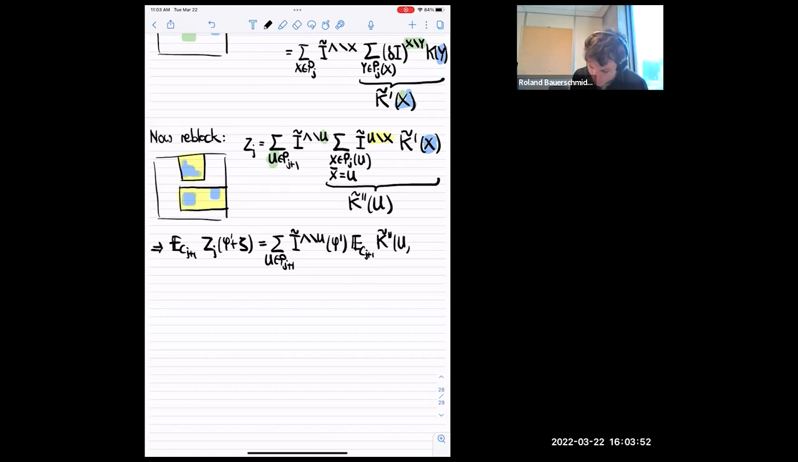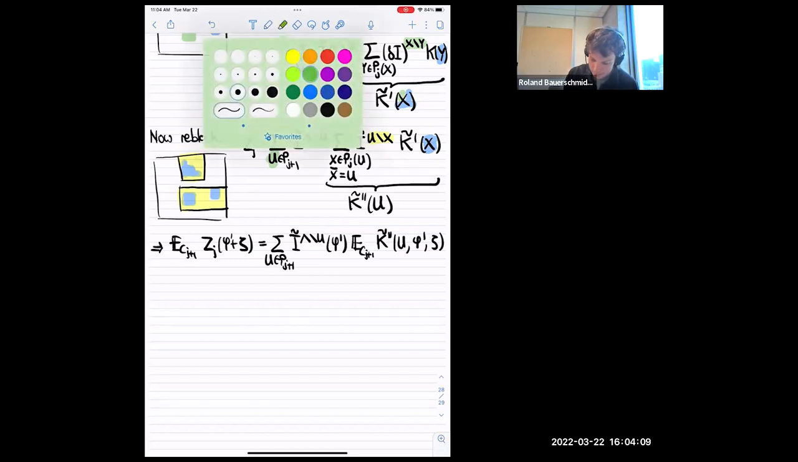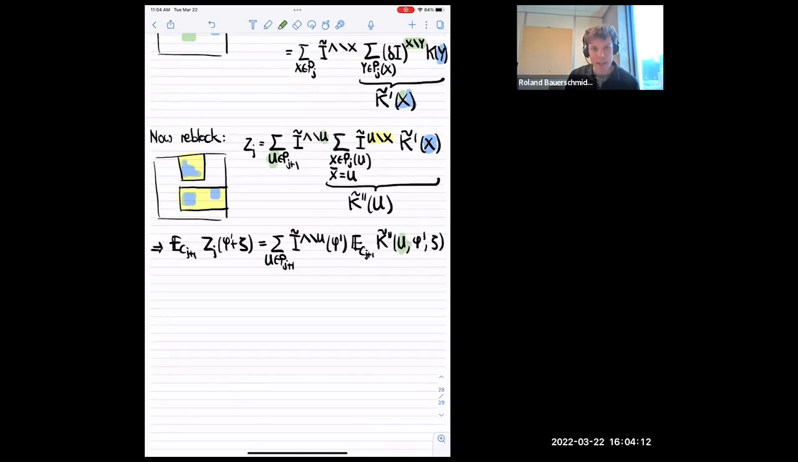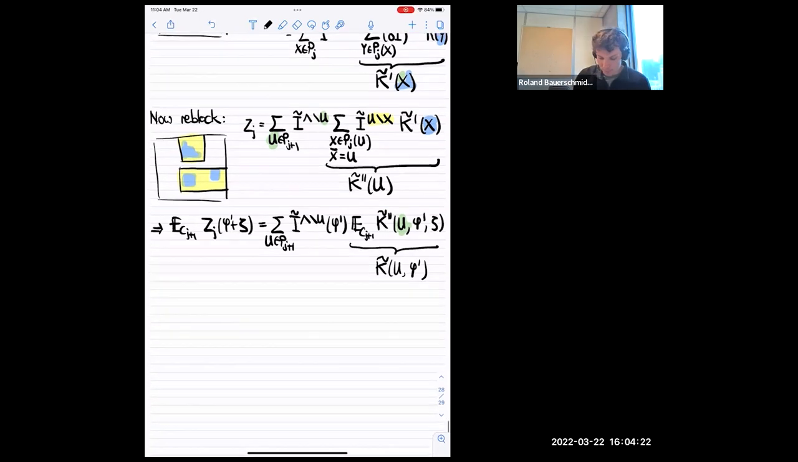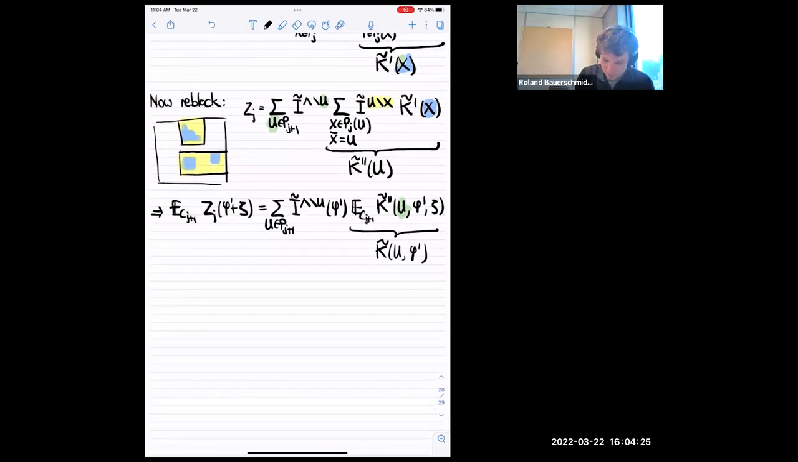And this part now depends on phi prime and zeta, on both of them, not just on the sum, but on both of them separately, because the I tilde only depends on phi prime, while the original K depends on phi prime plus zeta. So again, the green set here, the complement. And this is going to be our K tilde of U. Maybe duplicating this picture again. So at this point, all the yellow and blue stuff has become green.